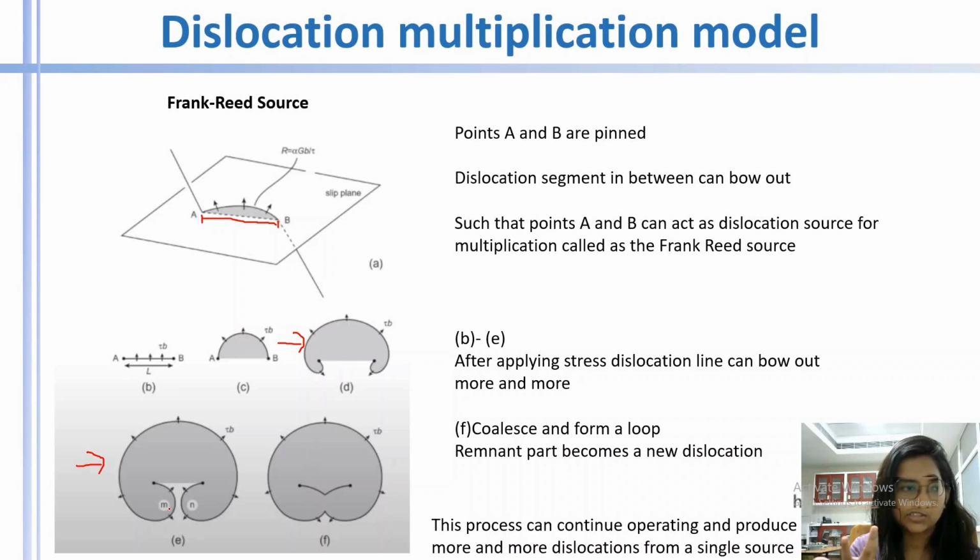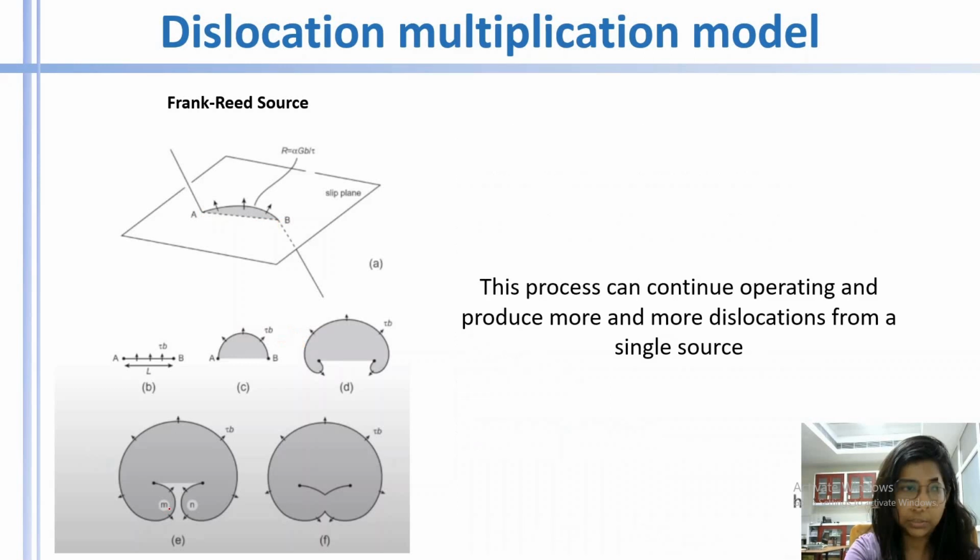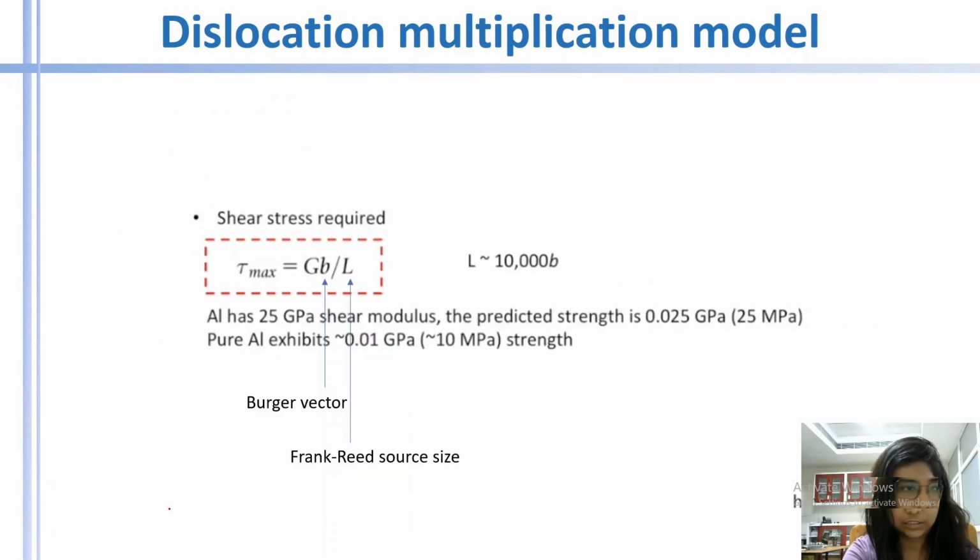Now this process can continue operating and produce more and more dislocations from a single source. This is called the Frank-Read source model of multiple dislocations, also known as the dislocation multiplication model.